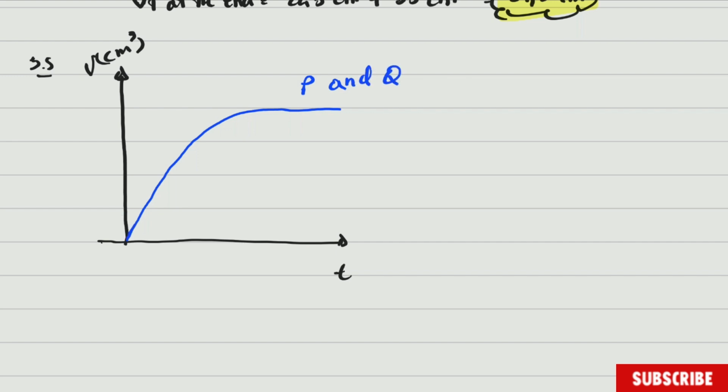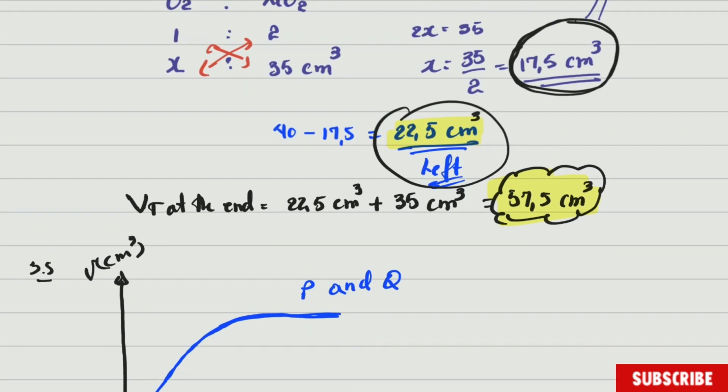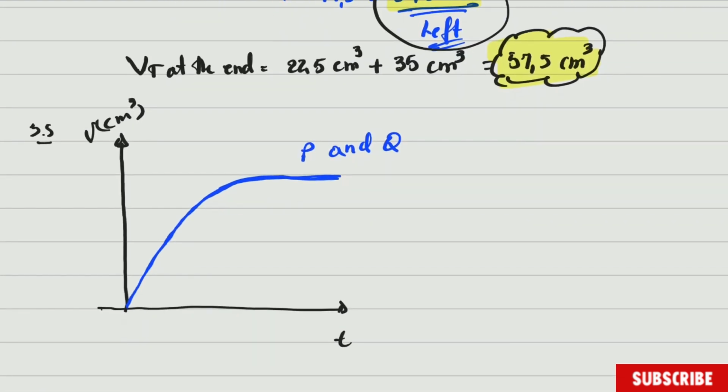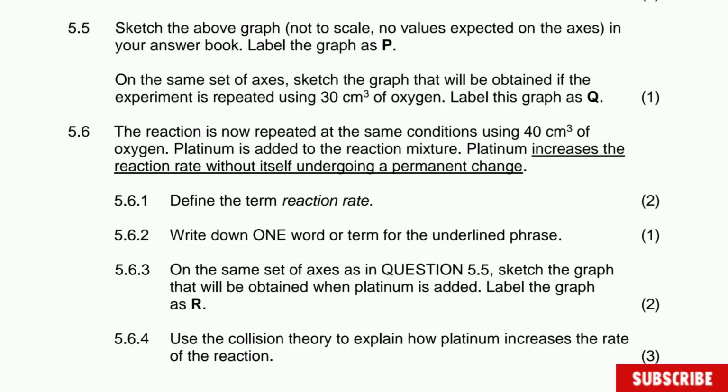So Q is going to be right on top of P. They are going to be exactly the same graph. That I want you to note, because there is no difference. You add less oxygen, however still in excess. It's to add now 30, but nothing changed because it's still more than enough, more than the amount you actually need. Let's go to question 5.6.